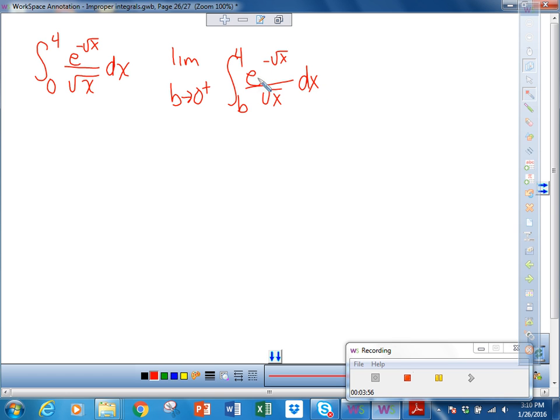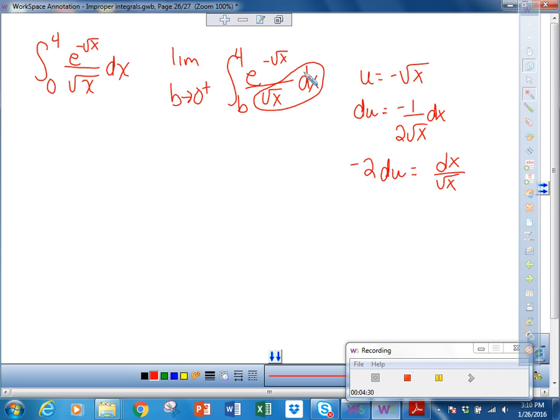Now, you may recognize at this point I'm going to have to use a u substitution. So if I let u equal the negative square root of x, then du is equal to -1 over 2 square root of x dx. I have dx over the square root of x in my problem, but I don't have the -1/2. So I have to say -2 du is equal to dx over the square root of x, which I have in my problem.